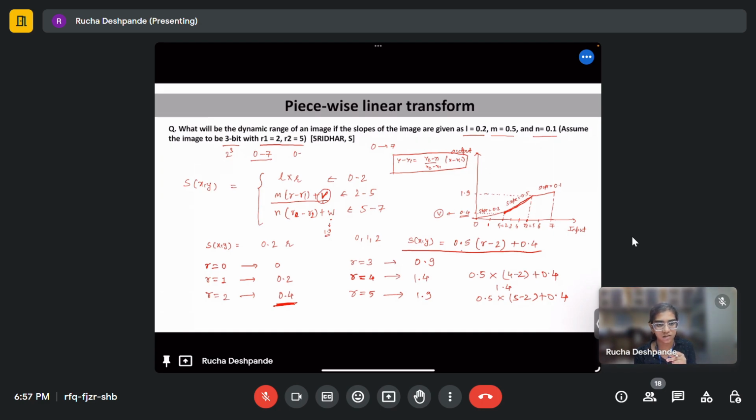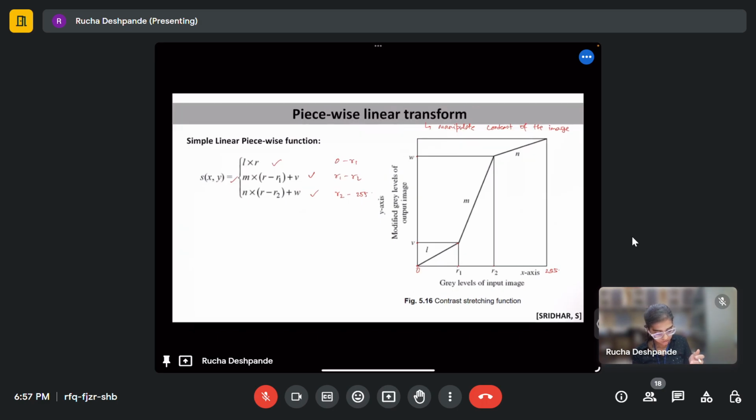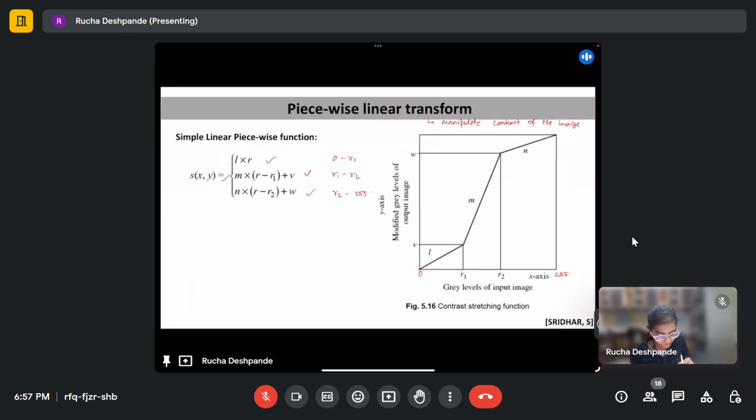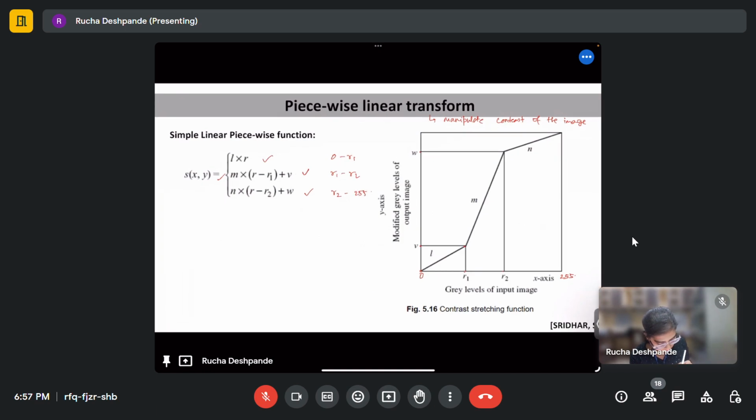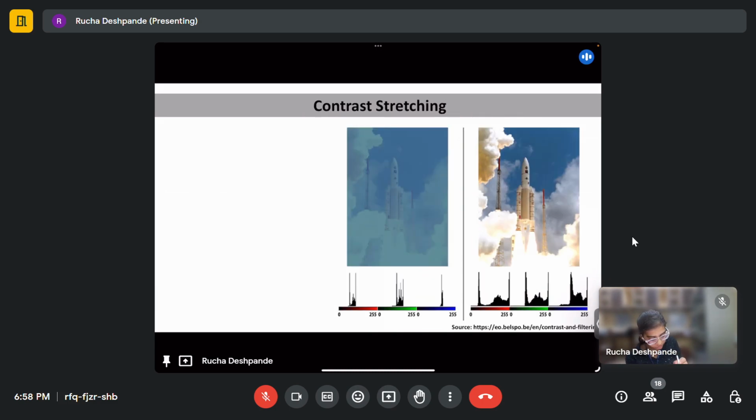Okay. So let's just look at this. Here, this is v. V is the output value of this function at r1. Okay, I got it. And then for r2, at r2 it will be w. Okay. So here the equation of this line would be, now here n is given as 0.1.